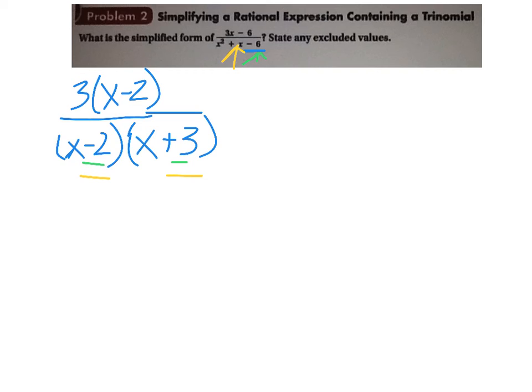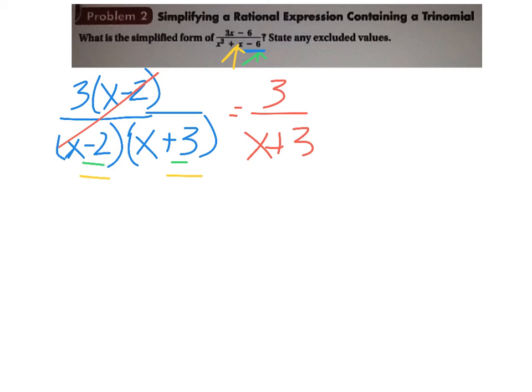Now that I have them both factored, these two cancel out. That leaves me with a 3 on the top and an x plus 3 on the bottom. Okay. Now, as always, we have to include excluded values. Now, your excluded values are not just from your final answer. Okay? You have to look at the problem before you canceled things out as well.